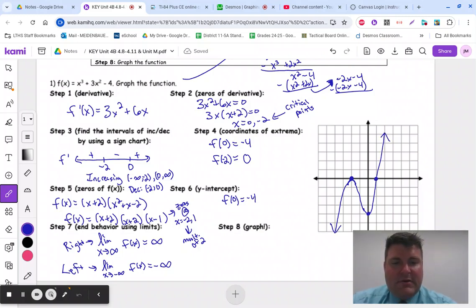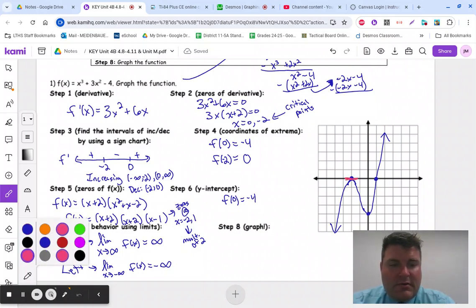Okay, if you notice, you have horizontal tangents. Those are called horizontal tangents because our slope function equals 0 at those x values. So those are horizontal tangents.